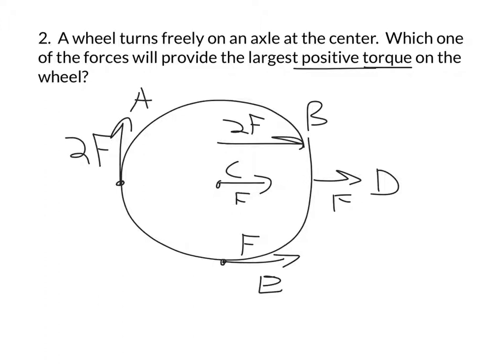Now, I will remind you that in a unit circle, you start here and you go around in the counterclockwise direction. That is considered the positive direction on a unit circle. It will also be considered the positive direction here. So we will be considering the largest torque that causes a counterclockwise rotation. So if you choose a torque going the opposite way, you're technically choosing a negative torque.